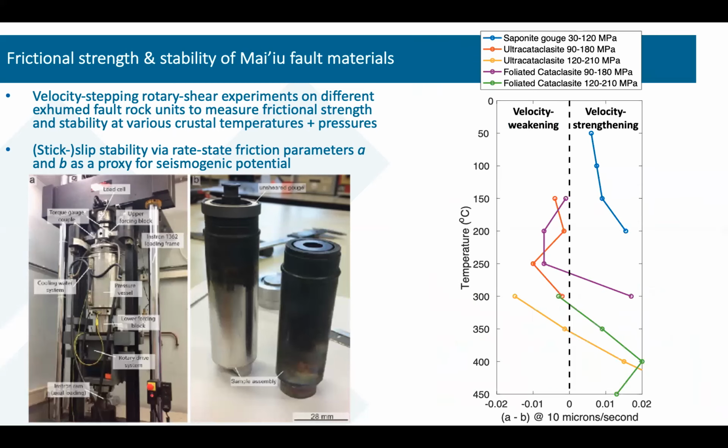All of this to say that we end up with a profile with either temperature or confining stress for the frictional stability response to changes in slip velocity of the different fault rocks in the Mayu Fault. We end up with a pretty standard profile, actually. So we have velocity strengthening at low temperatures and confining stresses. And then we have velocity weakening behavior at higher temperatures, consistent with deeper depths. And finally, a transition back to velocity strengthening at even greater depths.